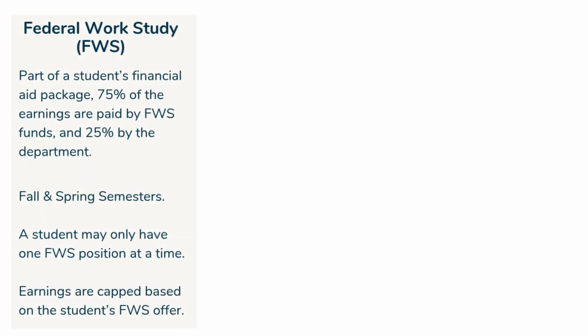Federal work study is a form of federal financial aid. Because it is a federally funded program, it comes with specific regulatory requirements. The Department of Education requires that the employer cover at least 25% of the student's earnings. So at GW, federal work study funds cover 75% of the student's earnings, while your department only pays the remaining 25%. This is a major benefit to the department's budget.